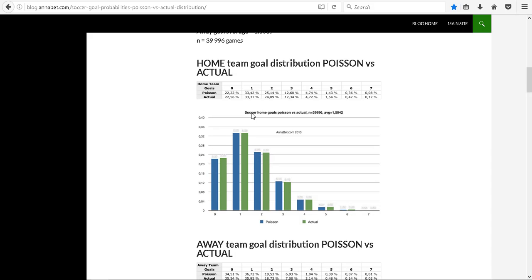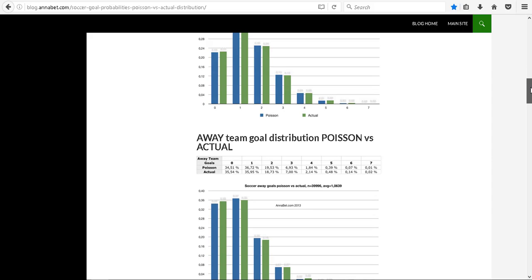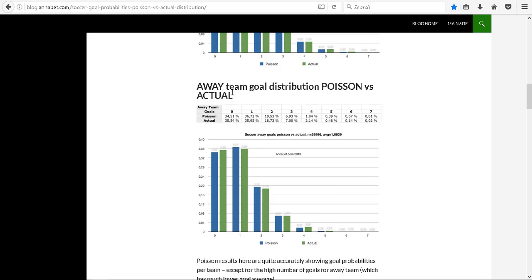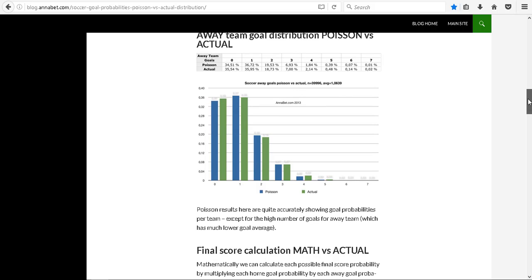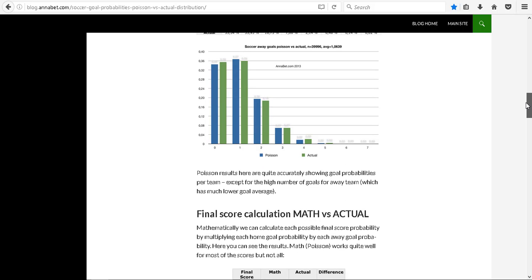So we looked at this, the distribution of home team goals, and it matches the Poisson very well. If I look at the away goal distribution, that also matches incredibly well. It's just off by less than a percent, a fraction of a percent. So, very encouraging.